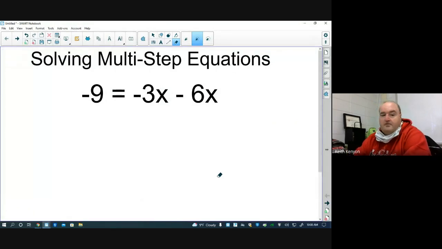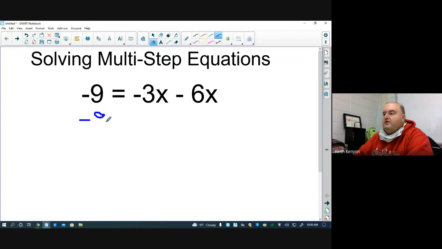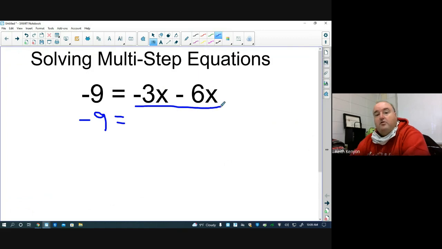So this is one of the first problems on one of the worksheets. It's -9 equals -3x minus 6x, and we're just going to solve this. When we're looking at a multi-step equation like this, and I've got variables on the same side, I can combine them together. So the -9 here just stays by itself. And these two terms, because they're just like each other, they both have an x with them, I can combine them together.